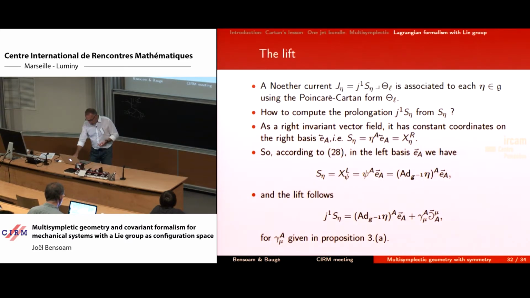And if we compute the moment maps, that is to say that we give these invariant symmetric fields to the Poincaré-Cartan n+1 form, then we will obtain a Noether current. This time it's not a function, it's a current. And it's really easy to compute it.